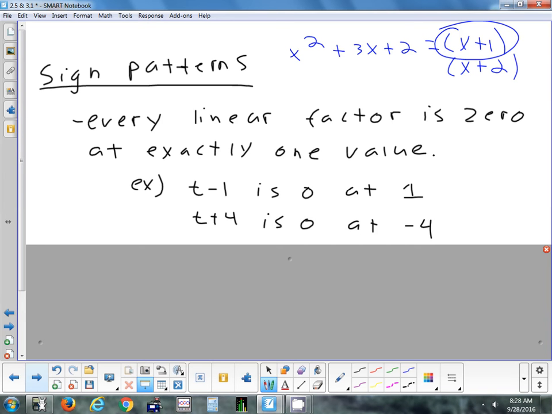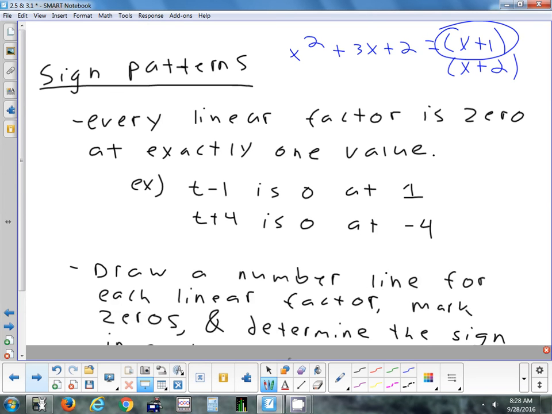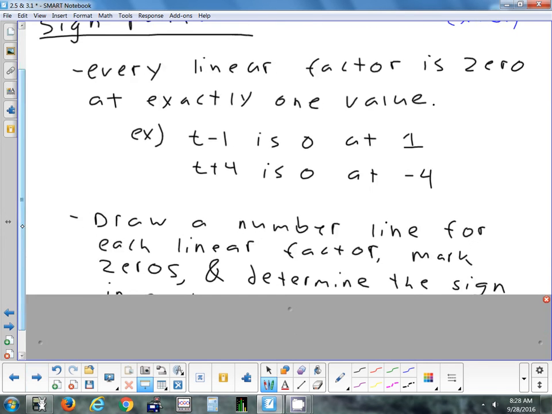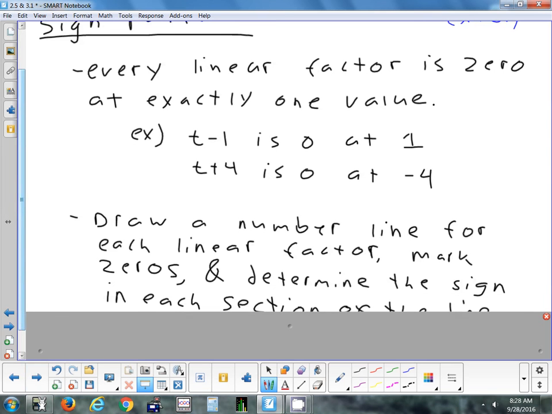That's really the whole thing behind a sign pattern. Okay, so what we'll do is we'll make a number line for each factor. Some problems will only have 2 factors, some might even have 3. Okay, it depends. And on the number line, we're going to mark the number that makes the factor 0. So in this case, like t minus 1, we'd mark 1 on the number line. Okay, just like this. In this one, we'd mark -4.